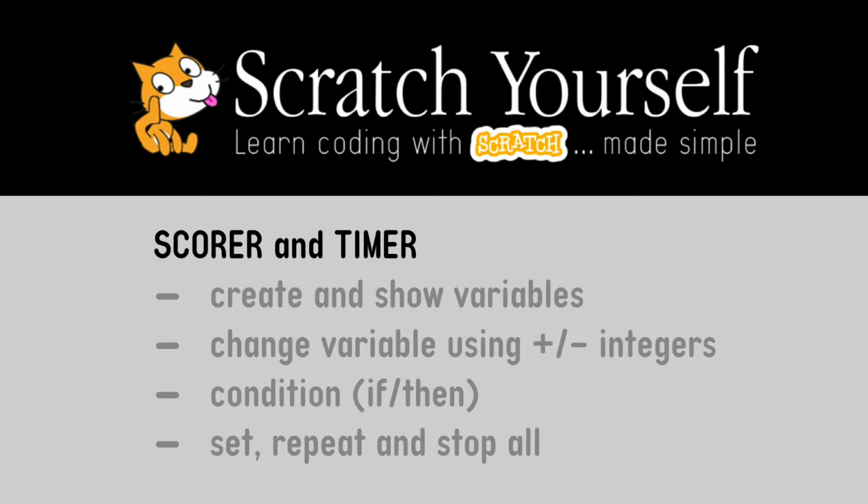In this video, I'm going to show you how to set up a scorer and a timer. I'll create and show 2 variables. I'll show you how to change variables using positive and negative integers. For the scorer, we're going to use an if-then condition. If touching a sprite, then change the score. For the timer, we're going to set, use a repeat loop, and then when it counts down to 0, use the stop all block to end the game.